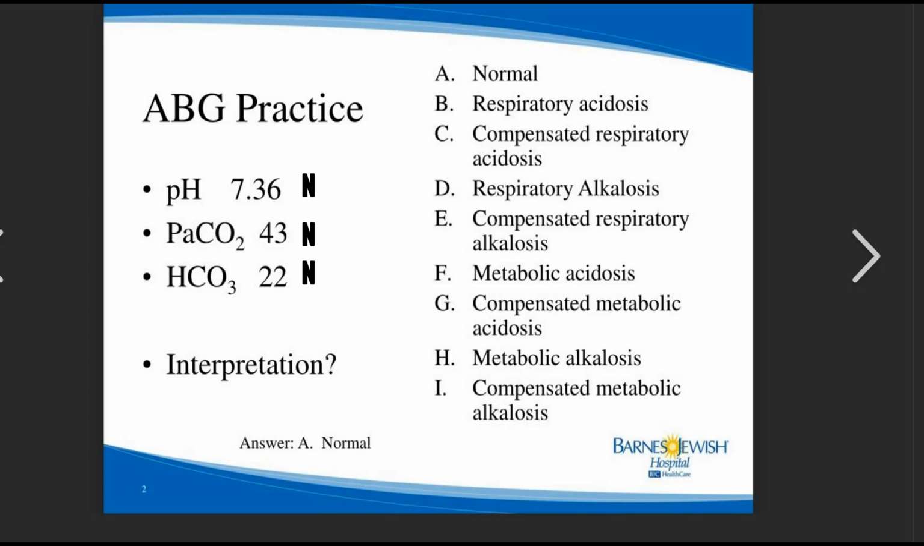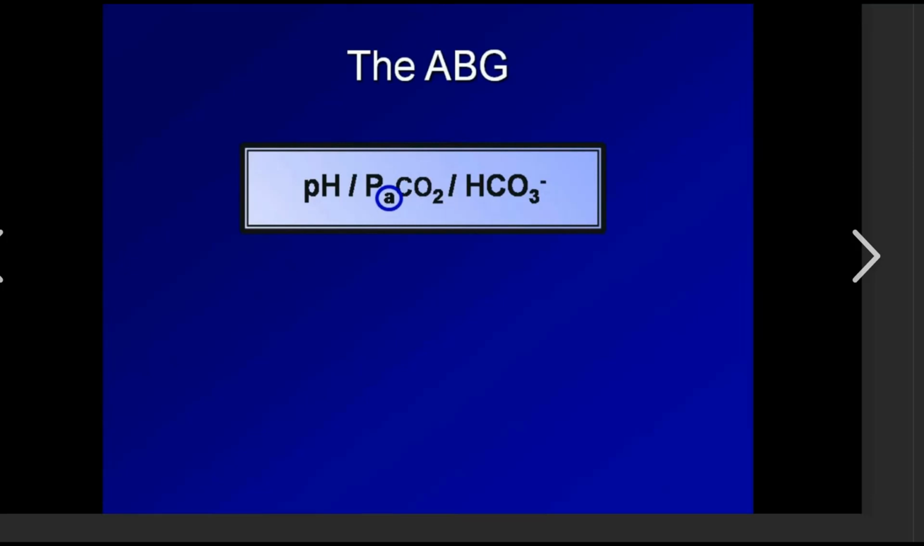Now let's look into more ABGs. Okay, pH of 7.21, PaCO2 of 48 and bicarb 24. So pH 7.35 to 7.45, it's low. PaCO2 35 to 45, so it's high. And bicarb 22 to 26, it's normal. This is how you interpret ABG. Look at all these three values, look whether it's low, high or normal.